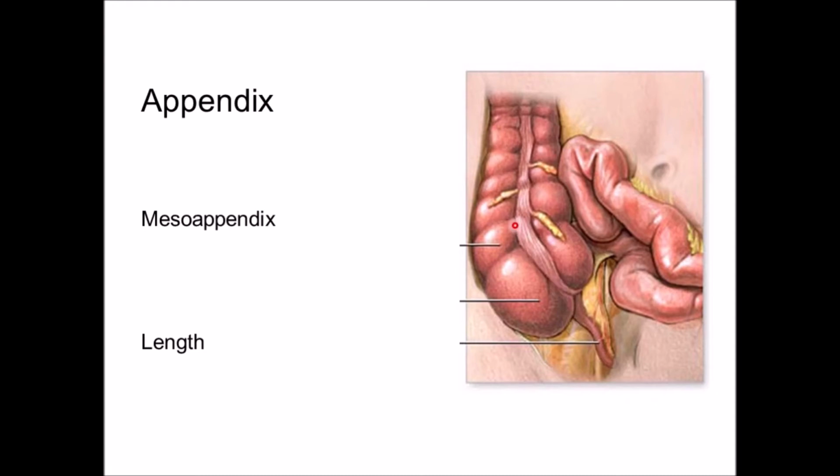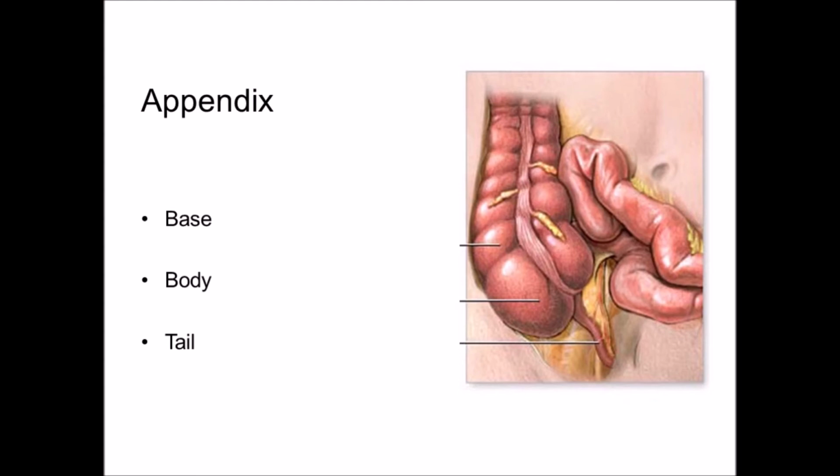These cardinal features are presence of taenia coli, sacculations and appendices epiploicae. Length of appendix is highly variable. It varies from 2 to 20 centimeters, but on average it is 9 centimeters. The appendix presents three parts. These are base, body and tail.